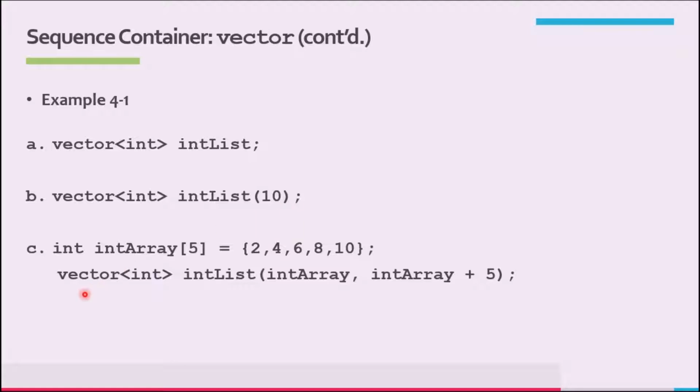Now the third statement here declares intList to be a vector container of size 5, and the element type is integer. So the container intList is initialized using the elements of the array. Okay? So you've got intArray, the size is 5, and the elements are 2, 4, 6, 8, and 10. So the container intList is initialized using the elements of the array intArray, that is, intList holds 2, 4, 6, 8, and 10.